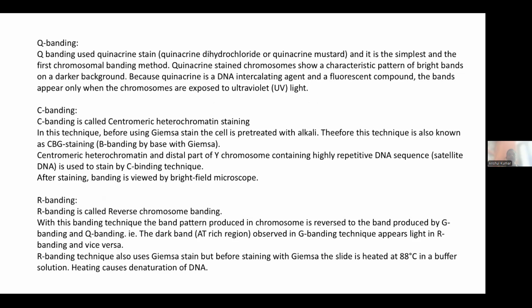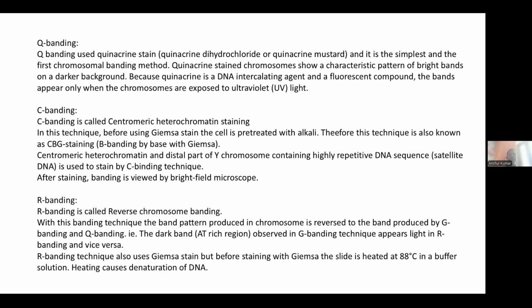Then C banding is a centromeric heterochromatin staining. In this technique, before using Giemsa stain, the cell is pre-treated with alkali. Therefore, this technique is also known as CBG staining, C banding by barium with Giemsa. Centromeric heterochromatin and the distal part of the Y chromosome, containing highly repetitive DNA sequences, are stained by the C banding technique. After staining, the banding is viewed by bright field microscope.